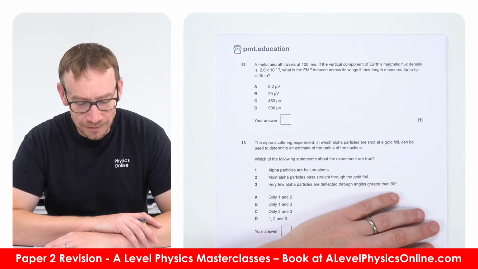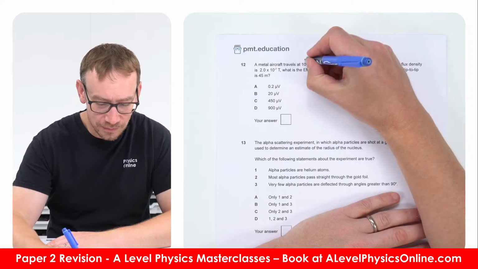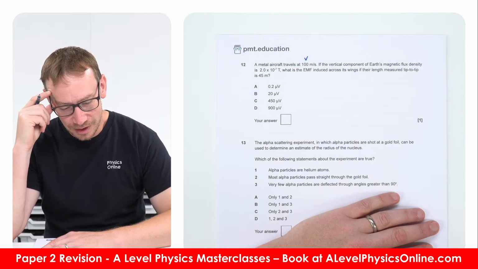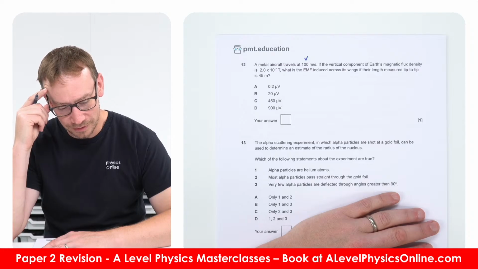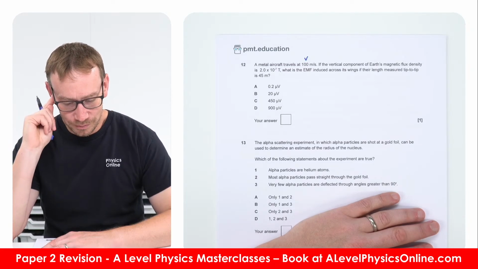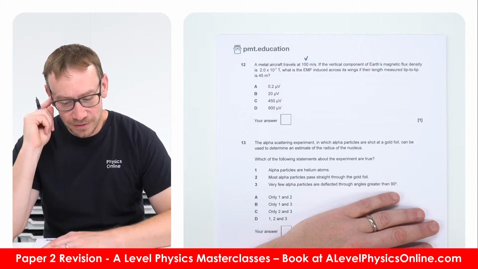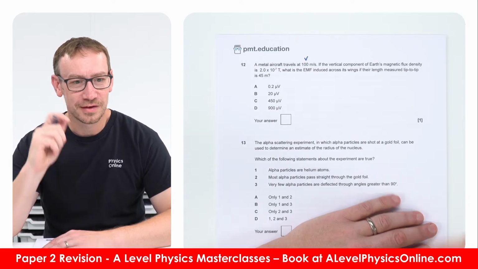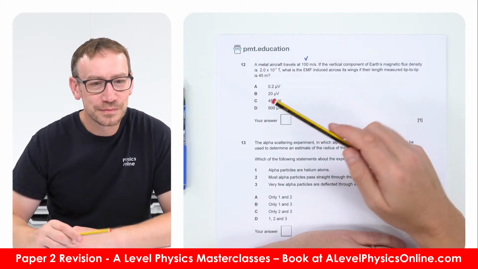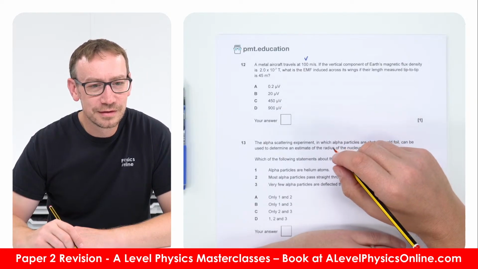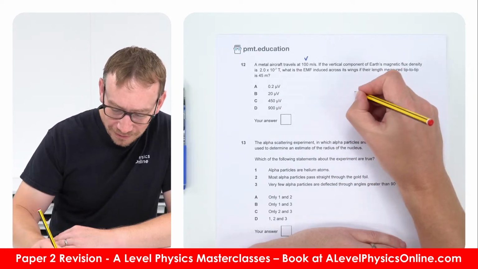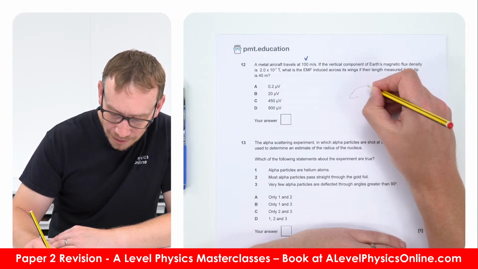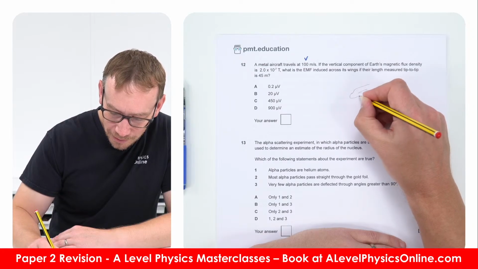Right, a metal aircraft travels at 100 meters per second, so that's the velocity. The vertical component of the Earth's magnetic flux density is 2 times 10 to the minus 7 Tesla. What's the EMF induced across its wings if the length measured tip to tip is 45 meters? So basically this is like the aeroplane. I'm going to draw a rubbish picture of an aeroplane. Okay, so here's an aeroplane.